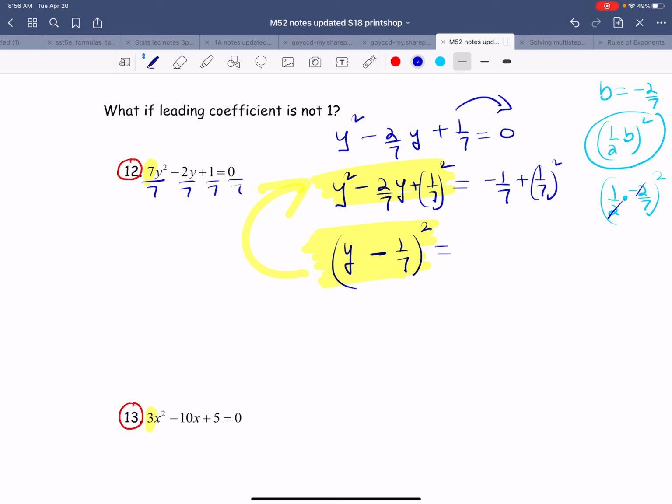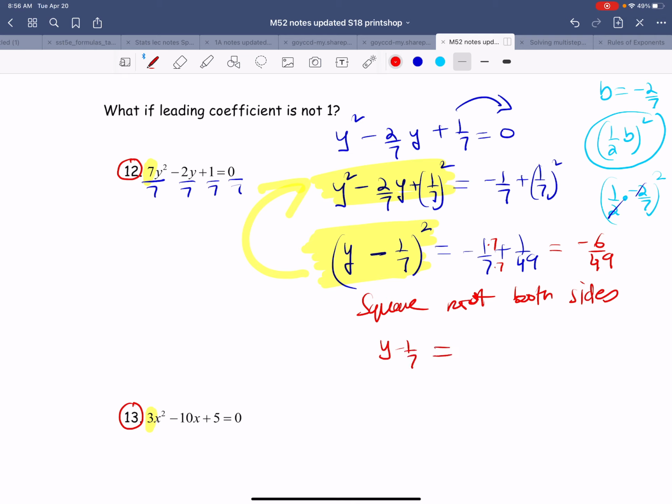Okay, now on the right-hand side, negative 1/7 plus 1 over 49. In order to add or subtract the fractions, I need a common denominator, so I'm multiplying top and bottom by 7. So it comes out to negative 7 plus 1 over 49, which is negative 6 over 49. Now it's time to take the square root on both sides. So y minus 1/7 equals plus or minus the square root of negative 6 over 49, which is plus or minus i root 6 over 7.